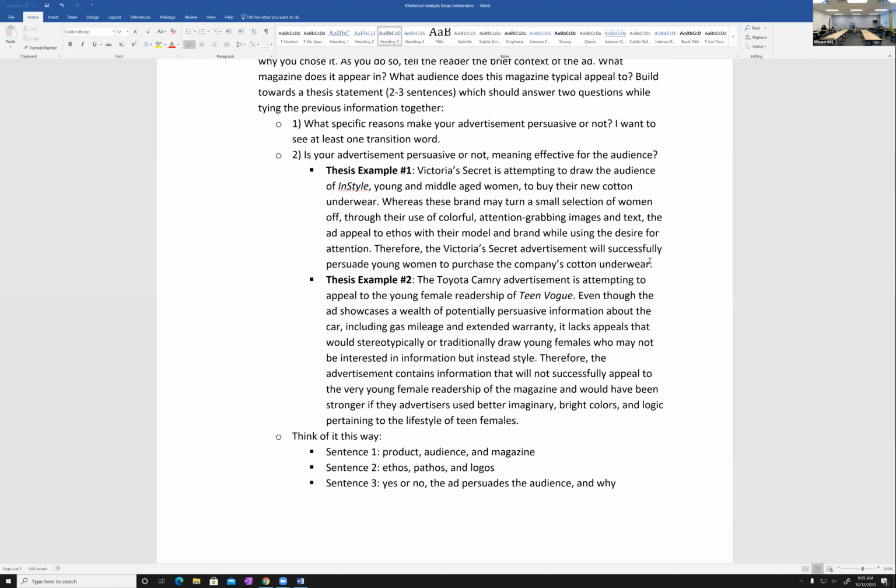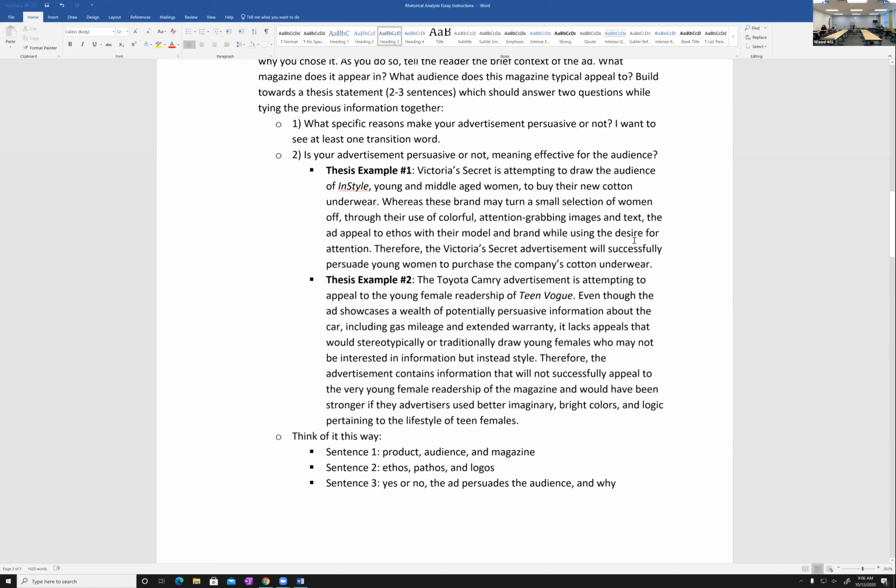So all of those elements, it told you the product, the audience it's targeted, the magazine it was found. It told you what elements of ethos or pathos or logos was being utilized. And then there was a judgment call. Yes, it was effective in this case. That's what they chose and why it was effective.